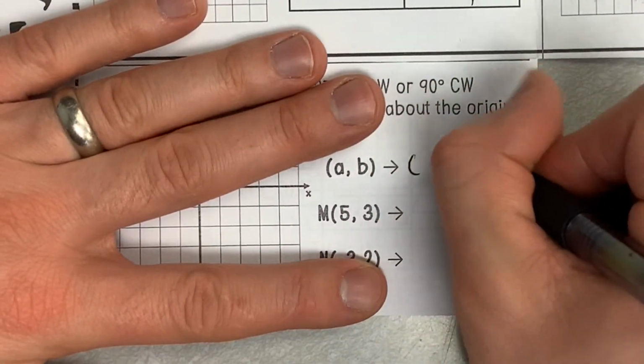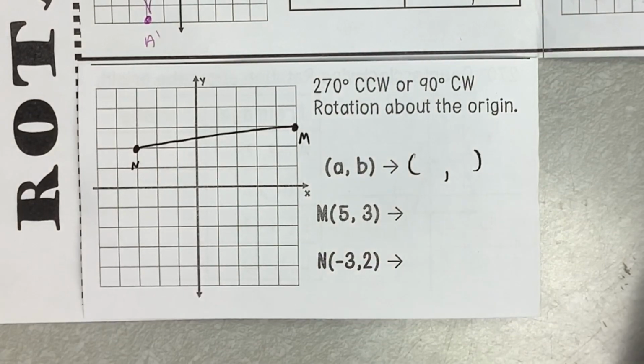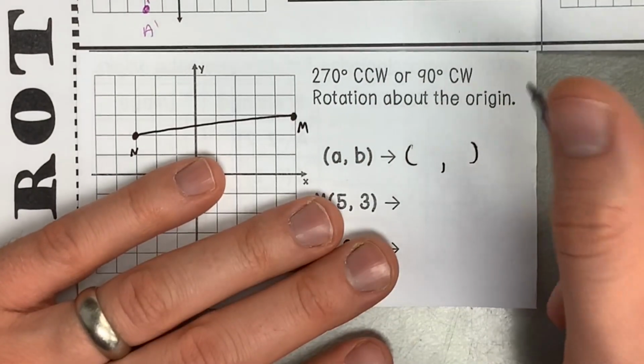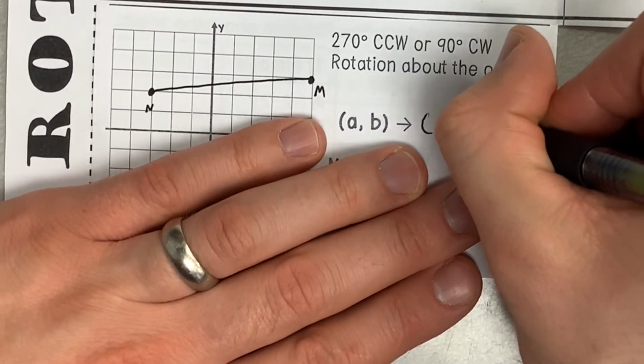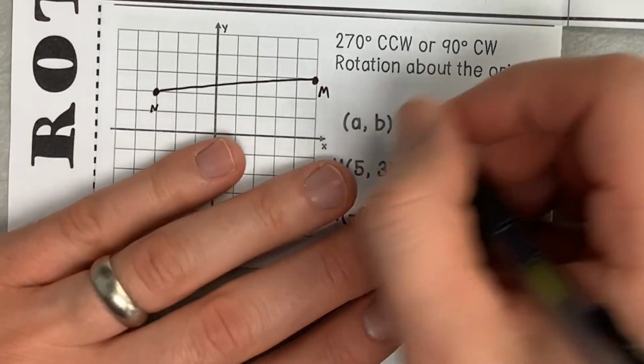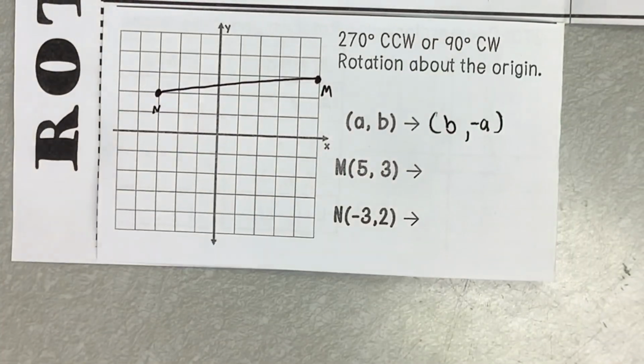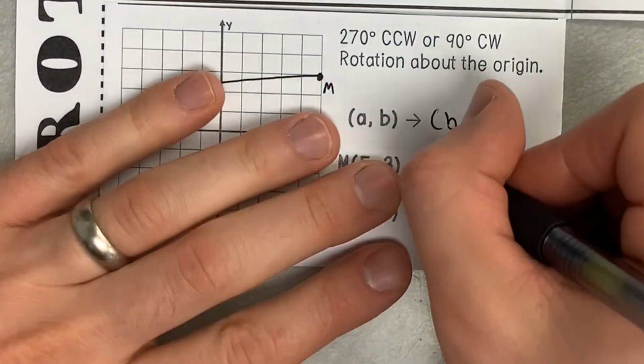So how this rule is going to state is this. If you have a point X, Y, or in this case, A, B, you're going to switch the locations, but it's kind of similar to the first rule, but you're going to make the X value go to the back and take that opposite, and the Y value goes in front as is. That's how that one's going to roll. So let's check it out.